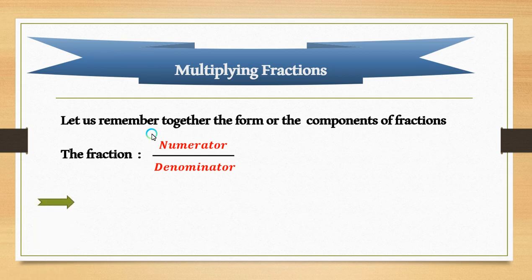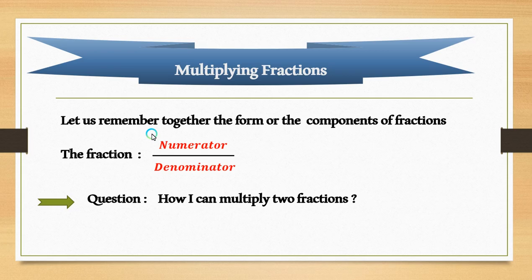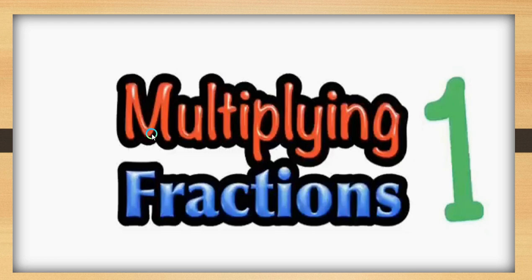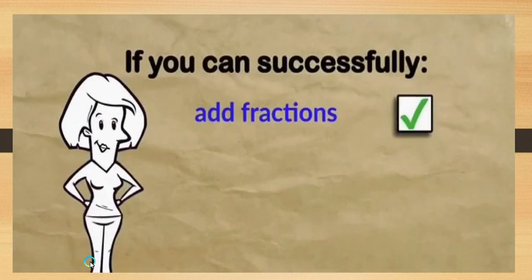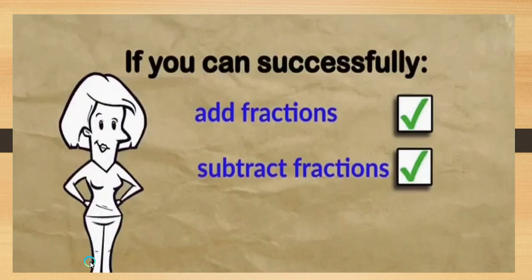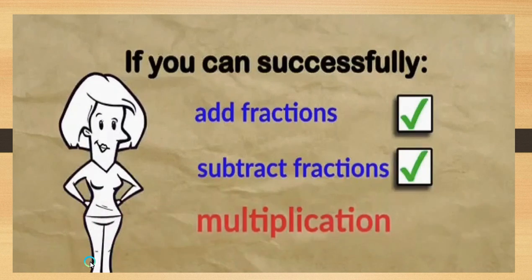So our question: how can we multiply two fractions? Can you guess? Okay. Multiplying fractions: if you can successfully add fractions and subtract fractions, how can we multiply two fractions?